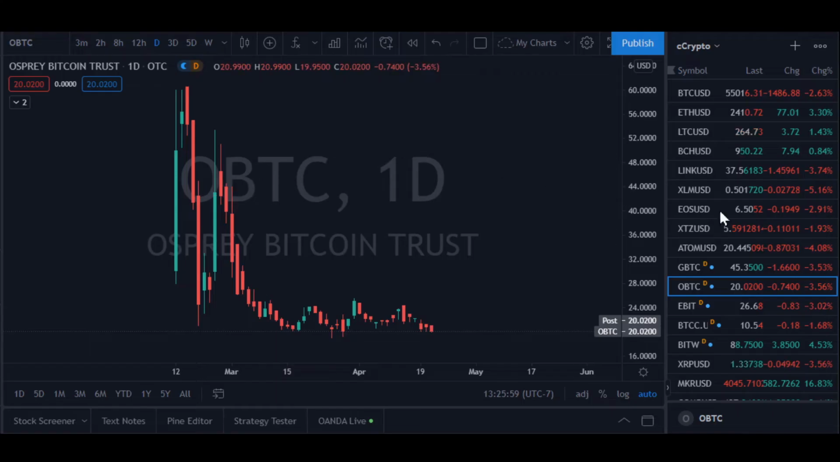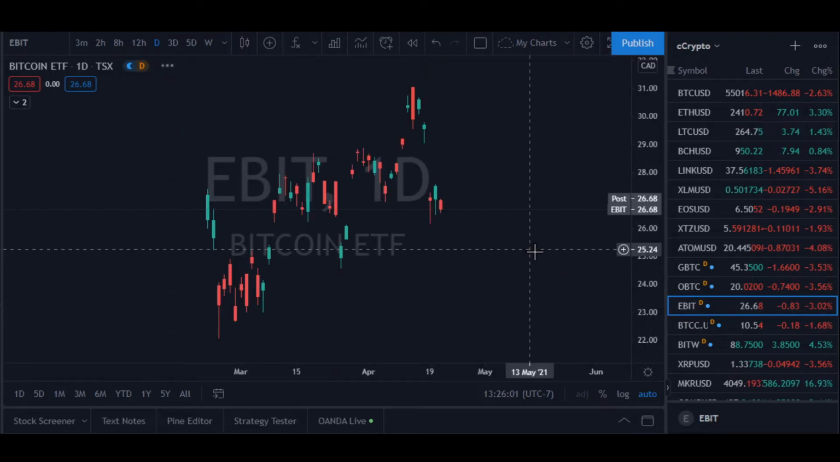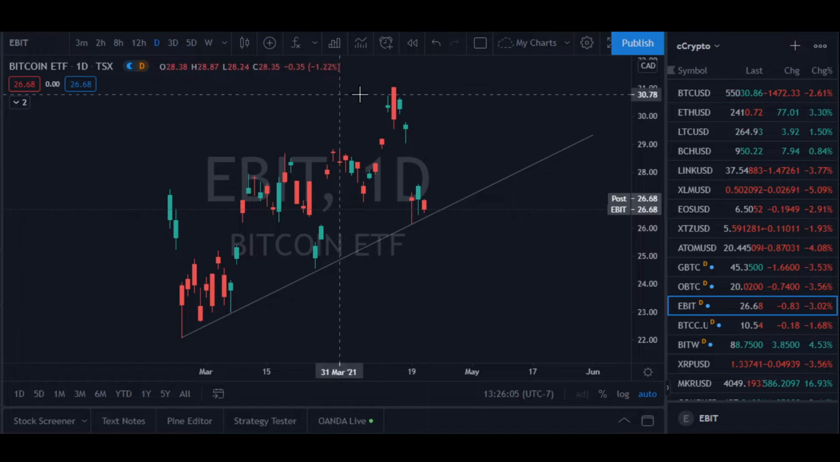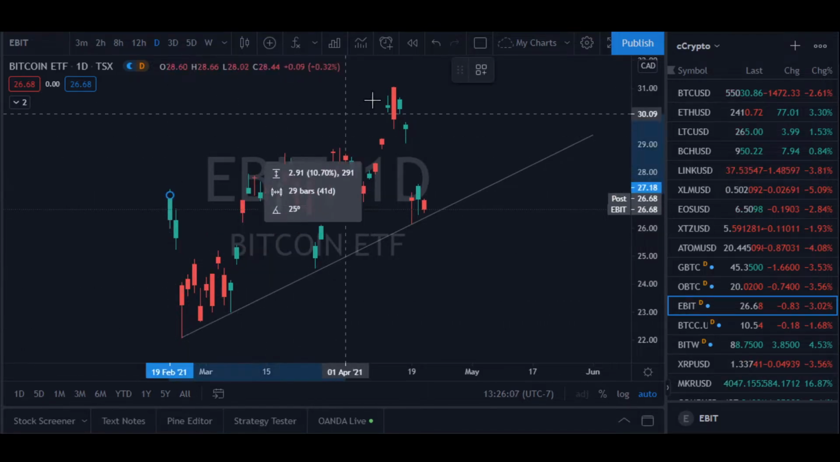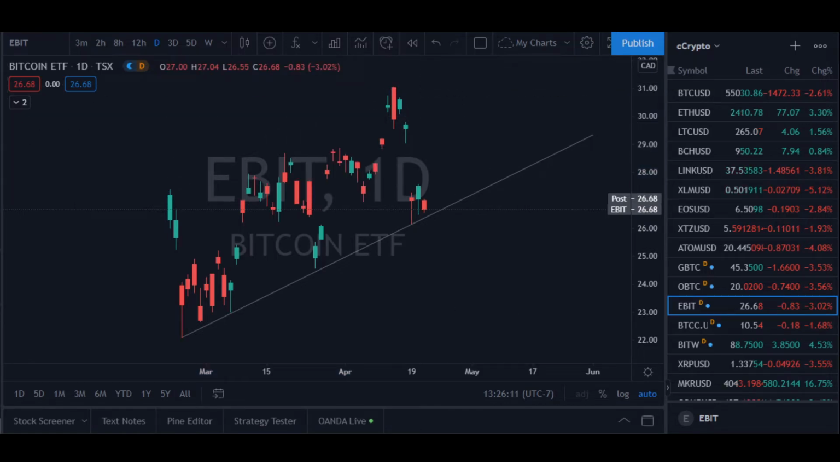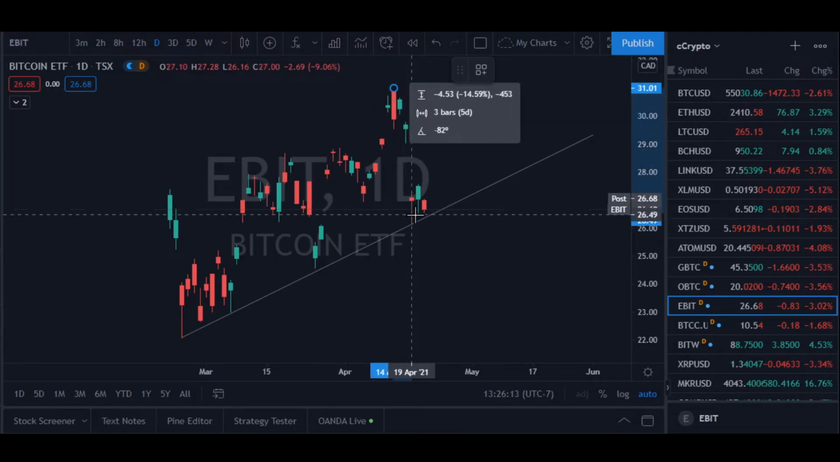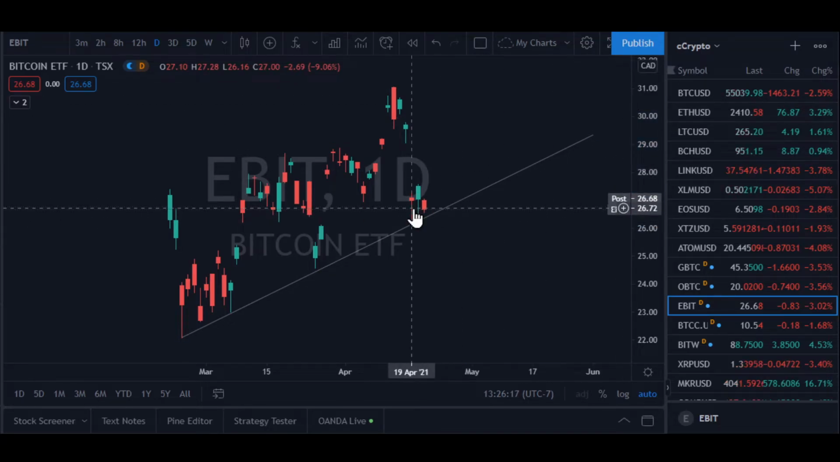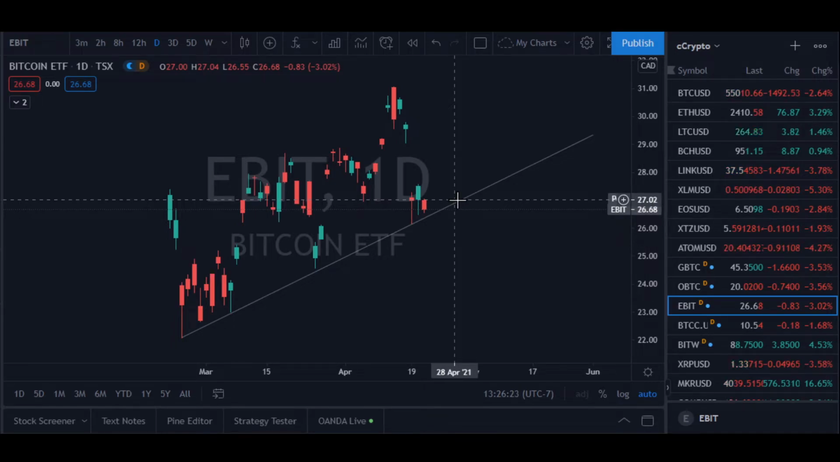Okay, now let's go back to the chart. Let's look at EBIT. This is another Bitcoin ETF. It's not available everywhere, but from its inception, it went up only about 14%, according to this chart. But since then, over the last few days, it had a 15% drop. It doesn't seem like it's too far off of Bitcoin either. It's a little bit better in terms of the chart than the Osprey BTC Trust.